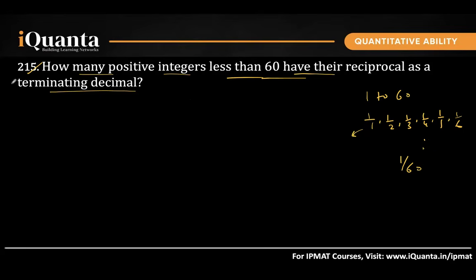When do fractions terminate? When either in the denominator you have 2 to the power something, or you have in the denominator 5 to the power something, or in the denominator you have 2 to the power something into 5 to the power something.